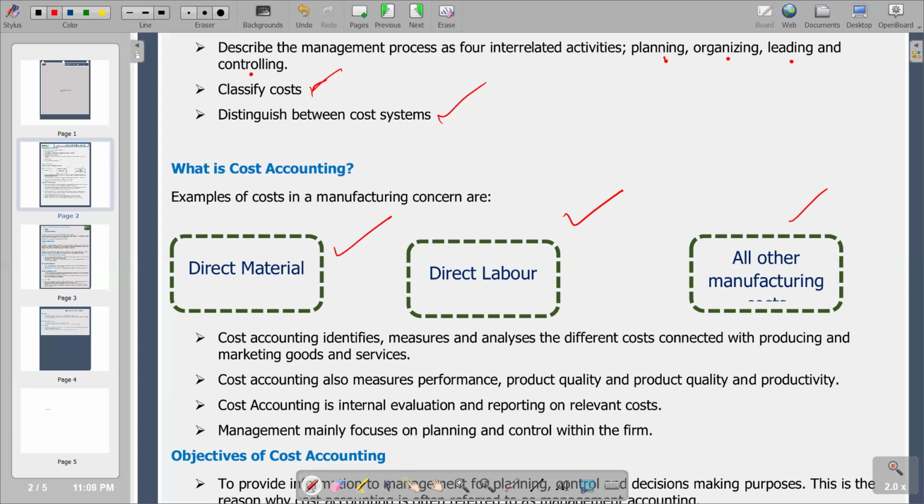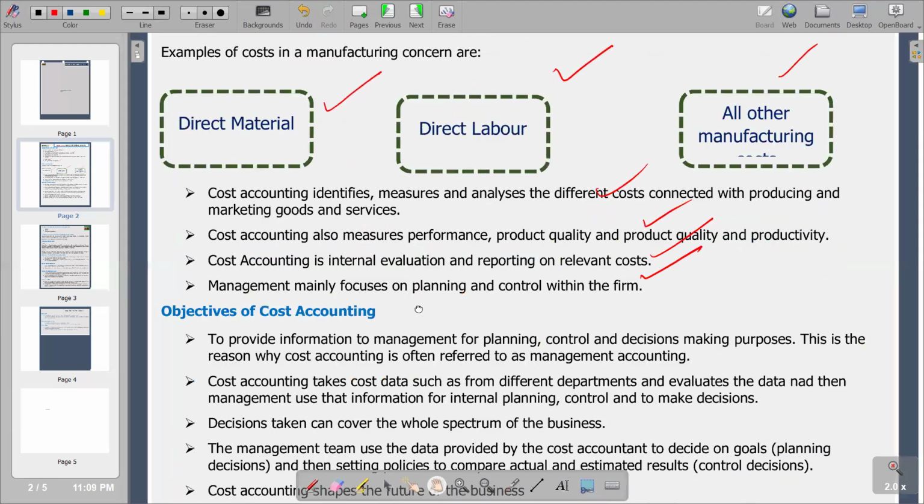Then we're looking at the explanations that we have now, that cost accounting identifies, measures, and analyzes the direct costs connected. Then a second point, cost accounting also measures performance and product quality. And then the third point, cost accounting is internal evaluation and reporting on relevant costs. And then lastly, management mainly focuses on planning and control within the firm. So these are the explanations that we have in terms of cost accounting.